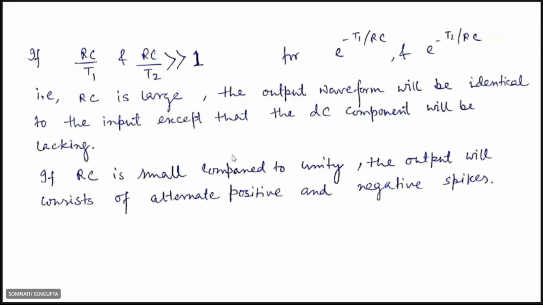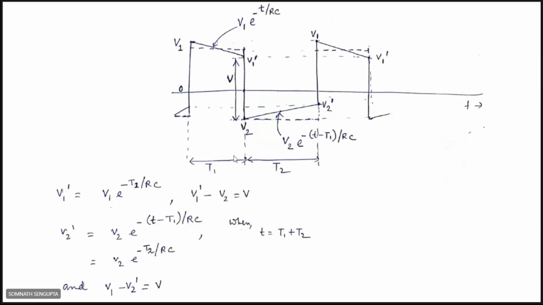Depending on the conditions for RC, that is the value of the time constant, the wave shape will change. If the time constant RC is very large, the output almost resembles the square wave input applied. But if the time constant is small compared to the pulse width, then the wave shape will change. Let us see what kind of wave shapes are produced.